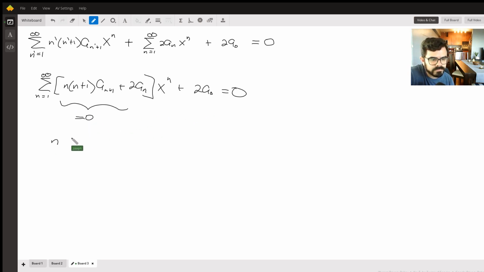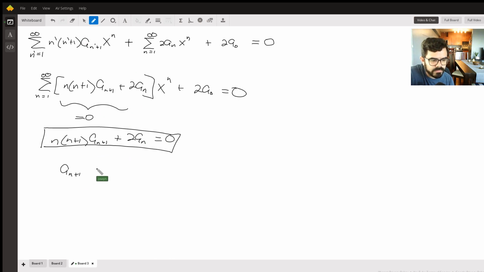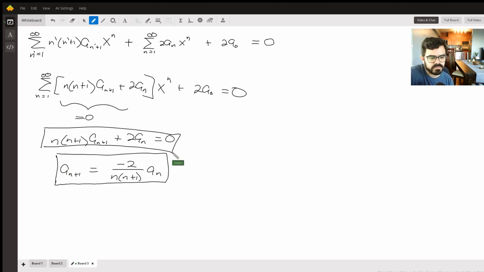So now we get this as the condition coming out of here. So this needs to be 0. So that means that the term a_{n+1} needs to be equal to minus 2 over n plus 1 again. And these are the conditions that would solve the differential equation.